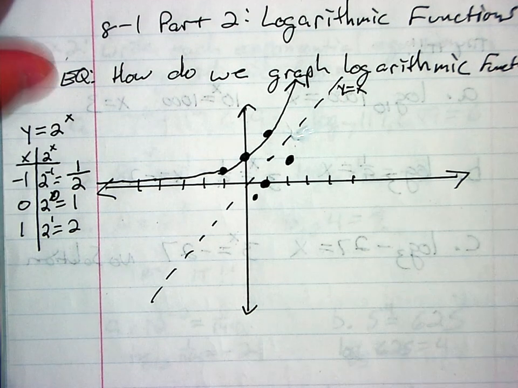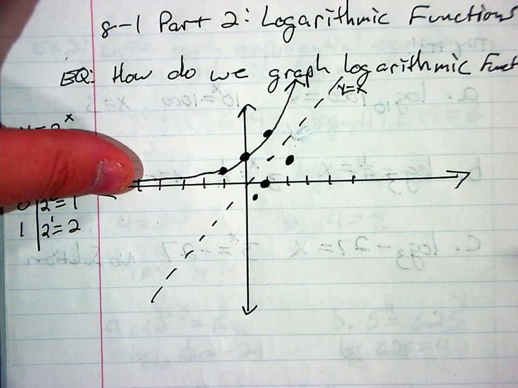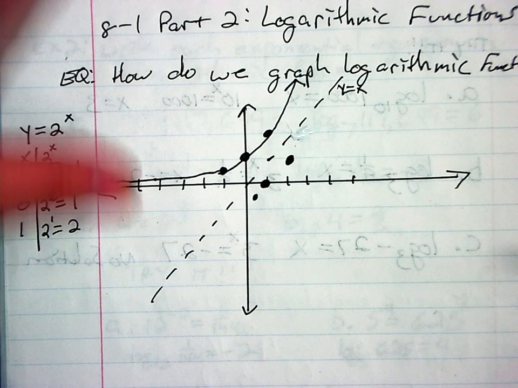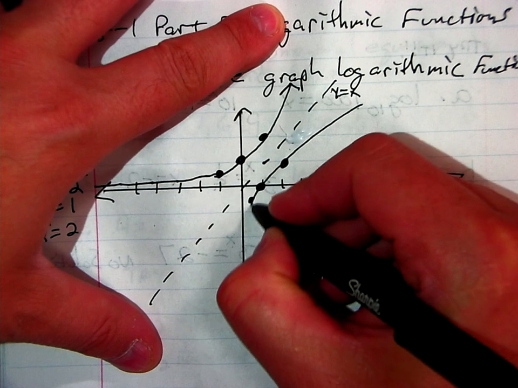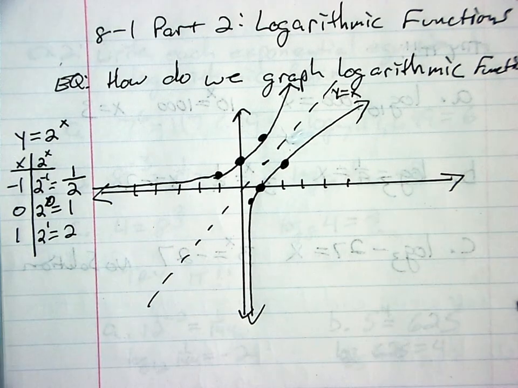So before, on the exponential graph, I had a horizontal asymptote. Now that this is a logarithmic graph, what happens to my asymptote? It now becomes vertical.